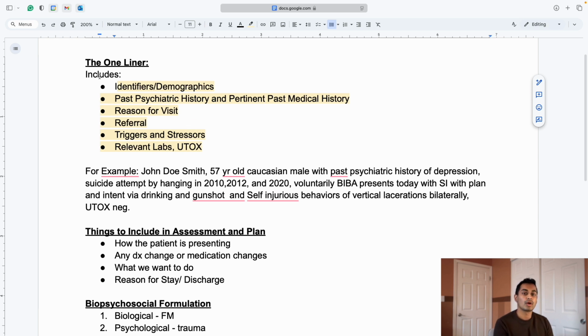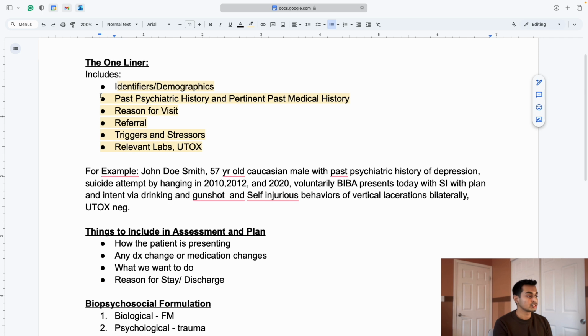Reasons for visit: what brought them in today and how were they brought in? So were they brought in for suicidal ideation, suicide attempt, self-injurious behaviors? Were they brought in voluntarily? Were they brought in by the police? Where were they found? Things like that. And then referral, again, who were they brought in by? Was it from an outpatient psychiatrist or therapist? Was it from someone in the community?